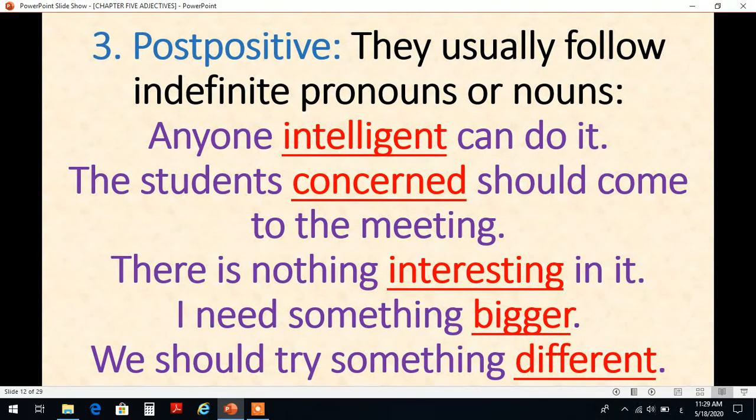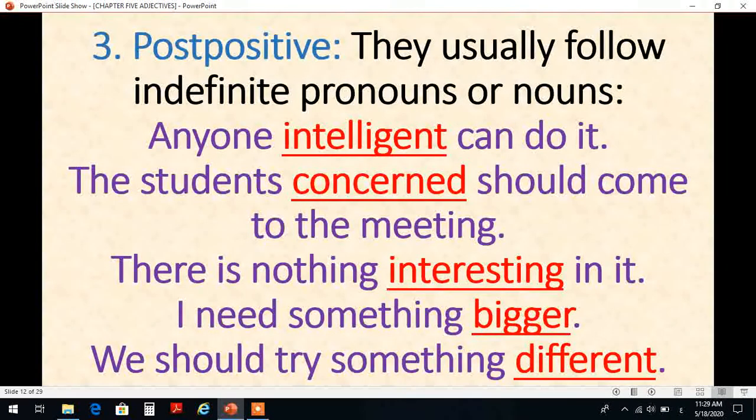For example, we say anyone intelligent can do it. So anyone is an indefinite pronoun, which we previously mentioned in the topic of pronouns. The students concerned should come to the meeting. So concerned is a postpositive adjective coming here to describe the noun coming before it, which is an indefinite noun.